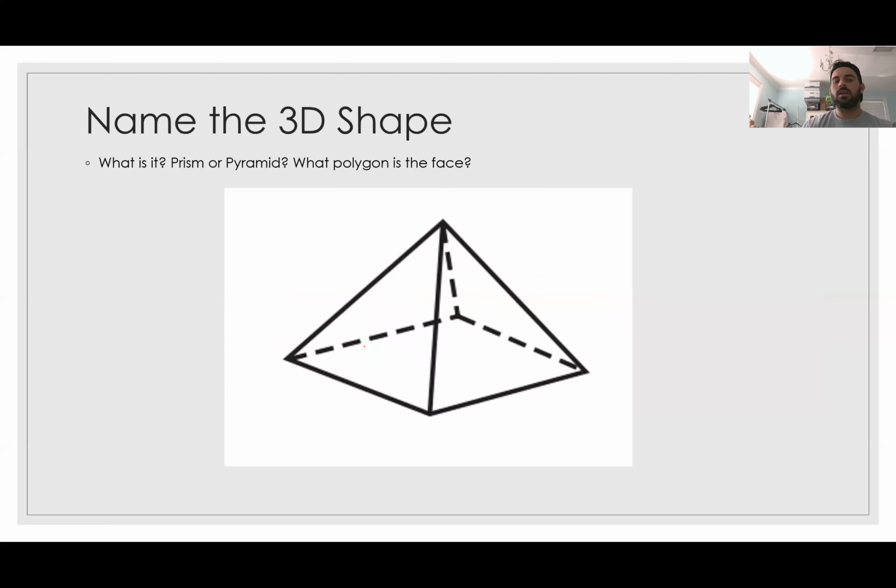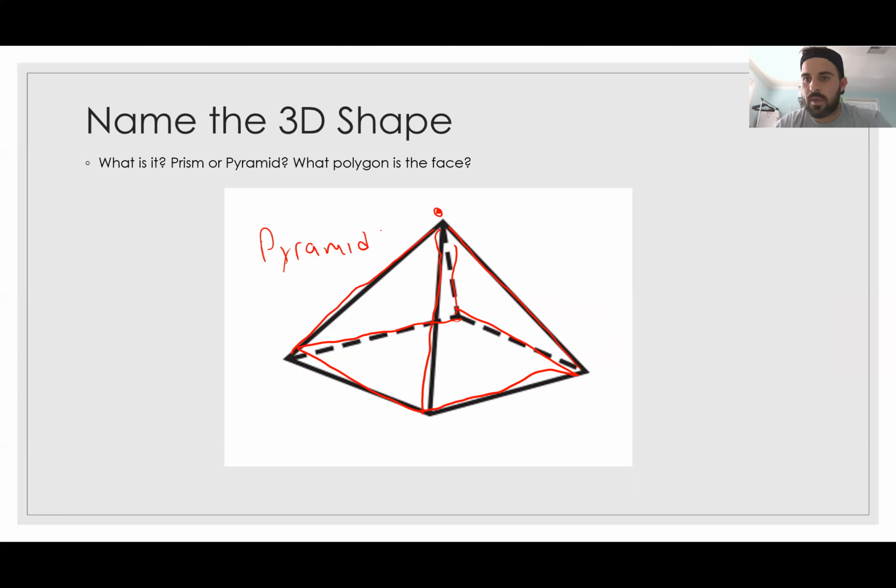So now, let's get into some examples. How can you classify and identify these shapes? Here's example one. What is it? Is it a prism? Is it a pyramid? What polygon is at its face? First and foremost, how can I classify this? I'm going to look at the base. How many bases does it have? I see one base here. If it is one base, and notice how all the sides meet at one vertex, I know that that is a pyramid.